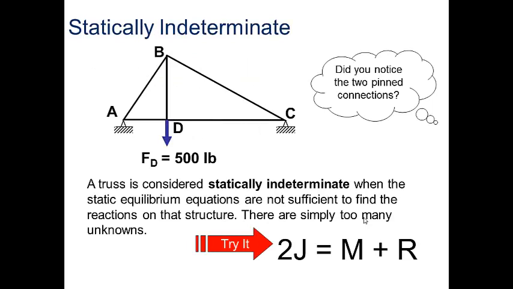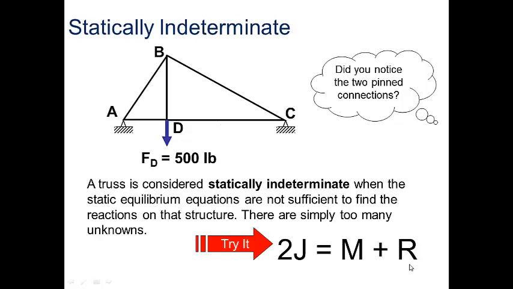Here's an example. Okay, so I want to take 2 times the joints. I have 1, 2, 3, 4 joints, so that would give me a value of 8 on the left side of the equation. Next, I'm going to count the number of members. There's 1, 2, 3, 4, 5 members, or 5 beams.